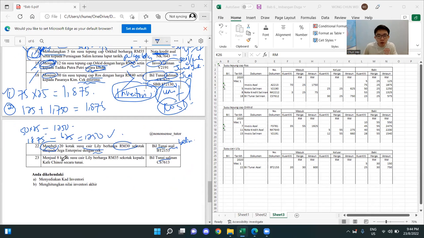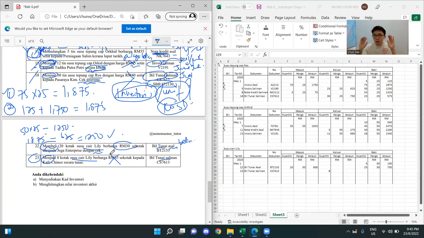Okay, last one. 23rd. Which product? Susu cair lili. 23rd, bill tunai salinan. Nombor document is CS7613. So ini jual. You jual barang means dia keluar. Keluar, so will be here lah. All right, berapa unit yang keluar? 5 kotak. Sorry, 5 pula. 8 kotak, 8 unit. Okay, setiap RM35? No. We don't care about apa harga jualan dia.